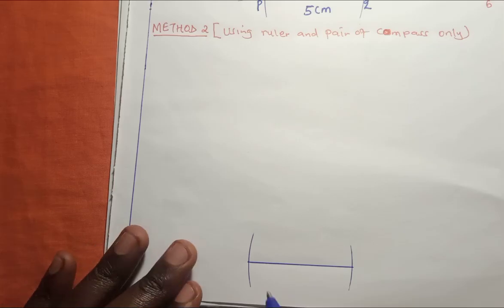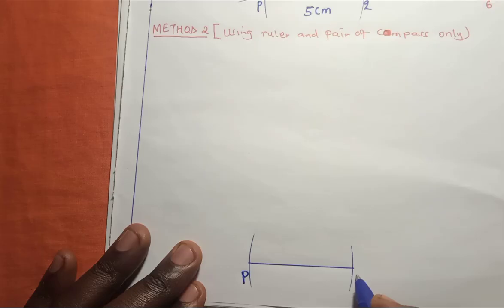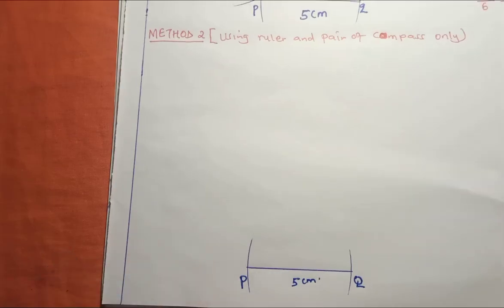I will go ahead and label this as P, and of course we have our Q down here. This is 5 centimeters. This is 5 centimeters. This is 5 centimeters. So the next thing that I'm going to do is bisect.